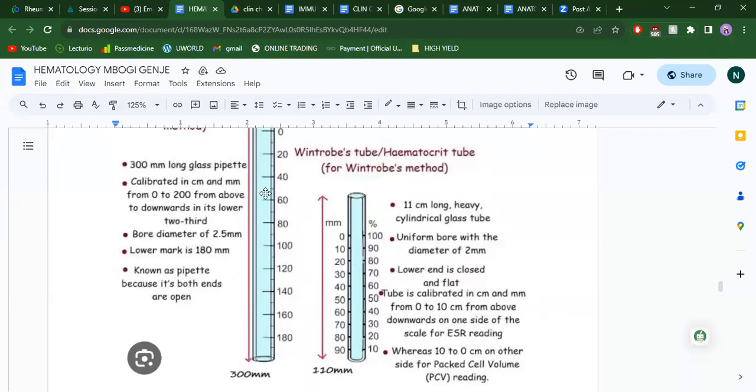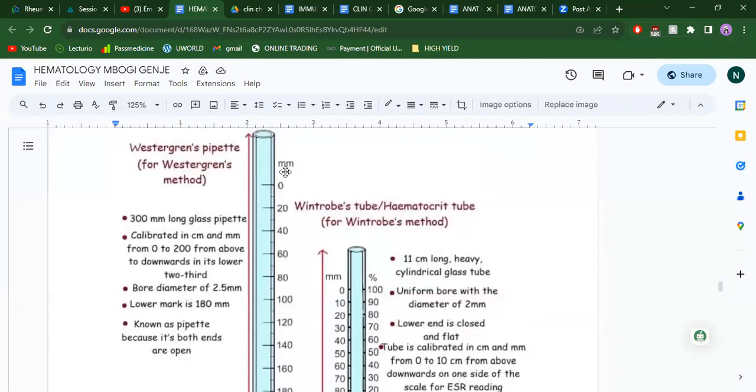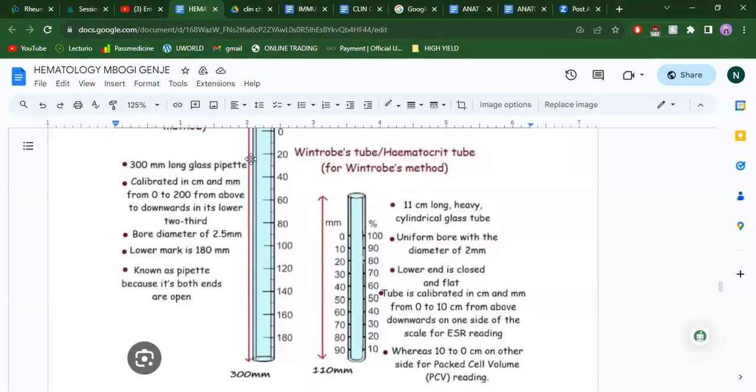300 millimeters. Look at the calibration: a 300 millimeter long glass pipette. This one is 11 centimeters long, uniform bore with a diameter of 2 millimeters. Lower mark is 180. The tube is calibrated in centimeters and millimeters from 0 to 10, from 0 to 10 centimeters from above, downwards on one side, to scale for ESR reading.